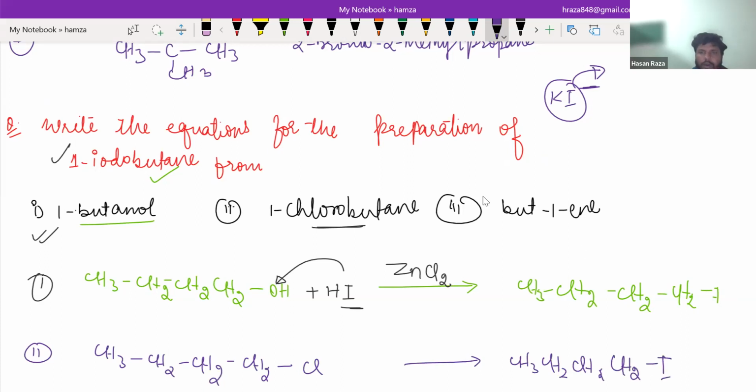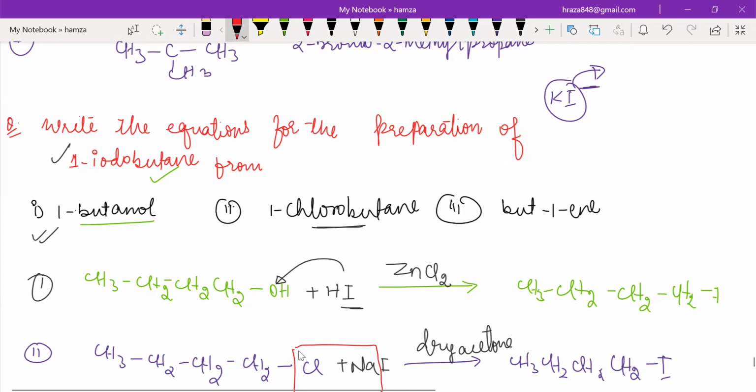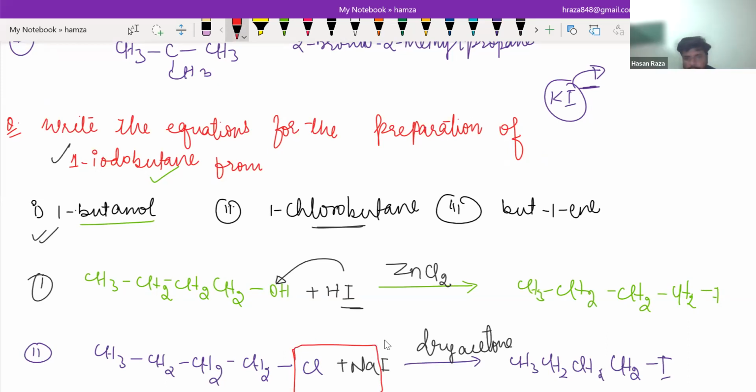So what you need to do? Finkelstein reaction, NaI in the presence of dry acetone. We just studied Finkelstein reaction. Yes or no, Hamza? Acetone with KI. Yes. NaI, in the presence of dry acetone. Got it. So this is NaI.